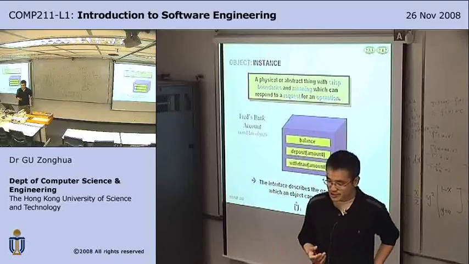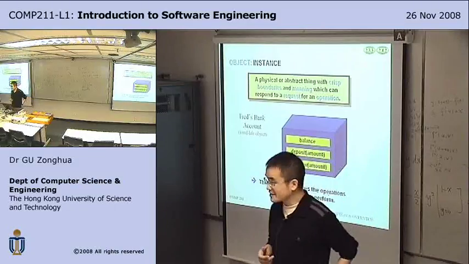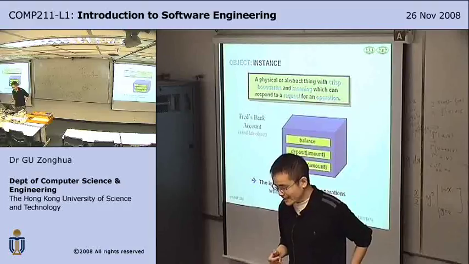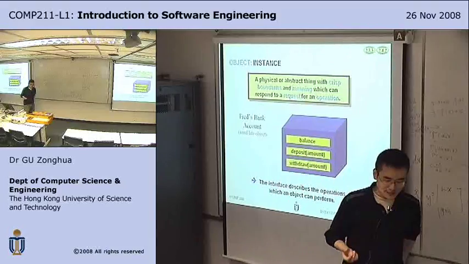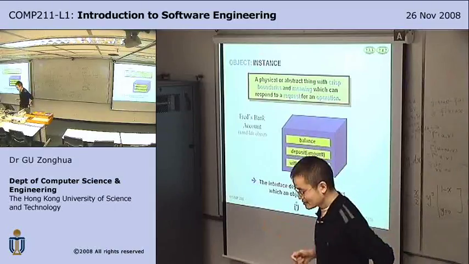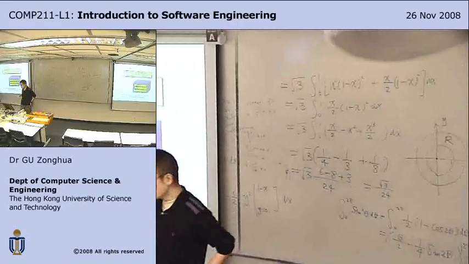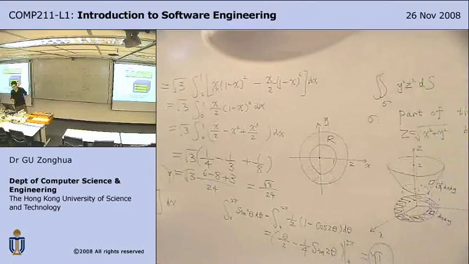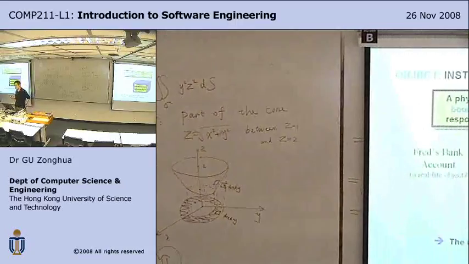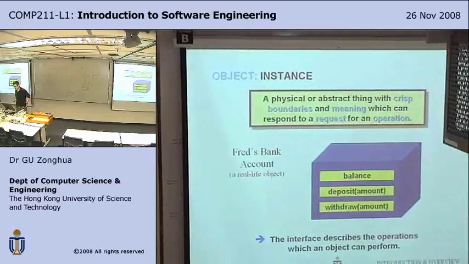Interface describes the operations which an object can perform. Notice that interface does not include attributes. It's only a collection of operations. Now, in C++, you may have public attributes. If you say public double balance, that's bad design practice. So here we say interface should only consist of operations. If you have a public attribute, you should turn it into a private attribute and put an operation, get attribute, as a public interface.